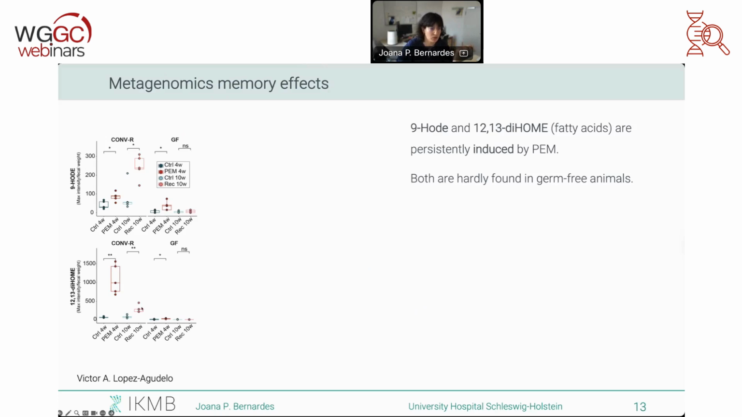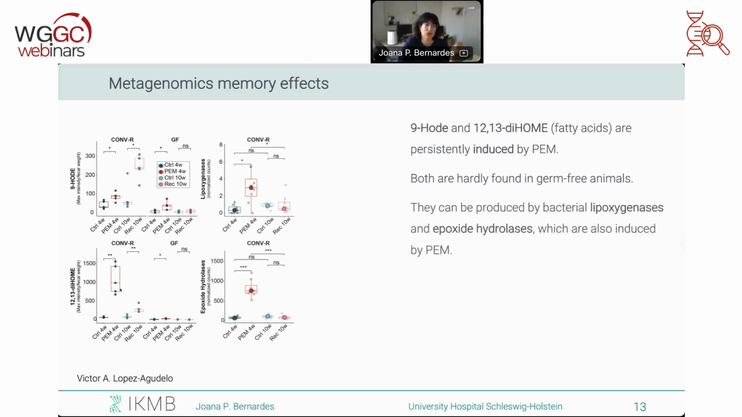So in the metabolomic part, we could see that 9-HODE and 12,13-diHOME are quite interesting, but can we see more into this? Here we did metagenomic approaches, and one thing that we saw is that 9-HODE and 12,13-diHOME are produced by bacterial lipoxygenases and epoxide hydrolases. So we can now connect the metagenomic with the metabolomic part, because especially in the acute phase, there is this increase.